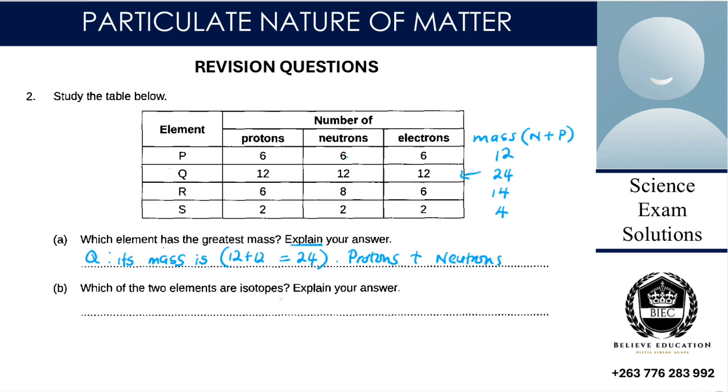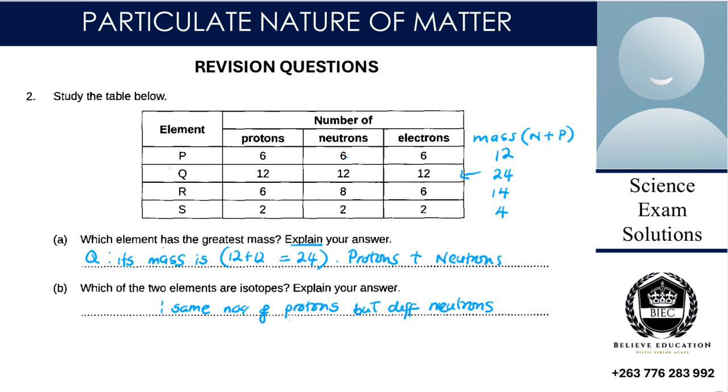Then which of the two elements are isotopes? So isotopes, by definition, this definition would be our explanation, right? It's supposed to be having the same number of protons but different neutrons. Are we together?